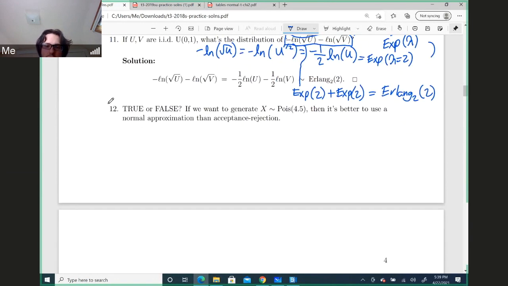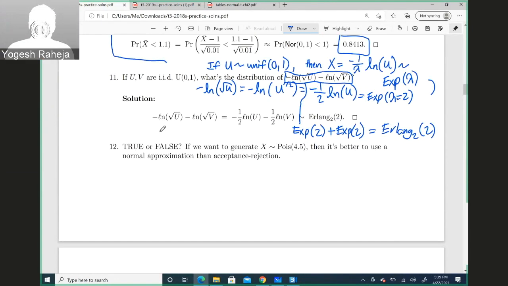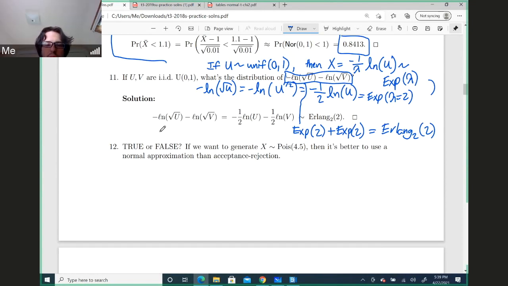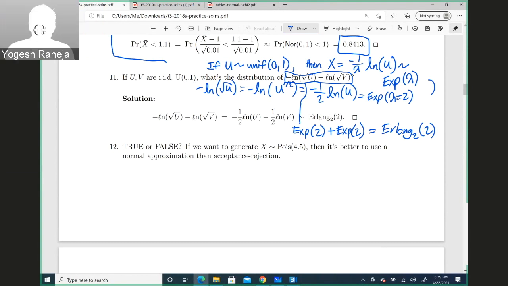Cool. Okay, can I ask you, I have a question on that. Oh, sure. Why can't we say that the square root of U is also U? Because that doesn't make sense. U can be any number between 0 and 1. The square root also will be between 0 and 1, so that is also a random number. So you're saying that square root of U is equal to U.